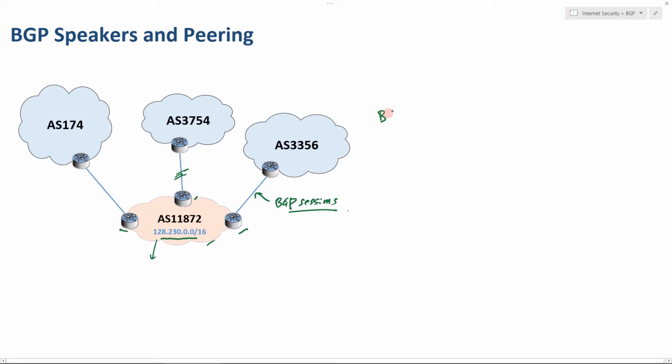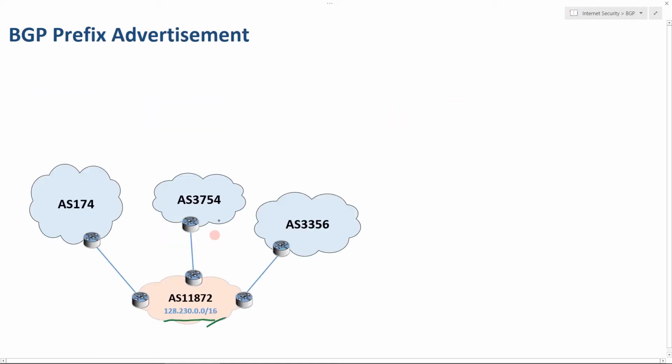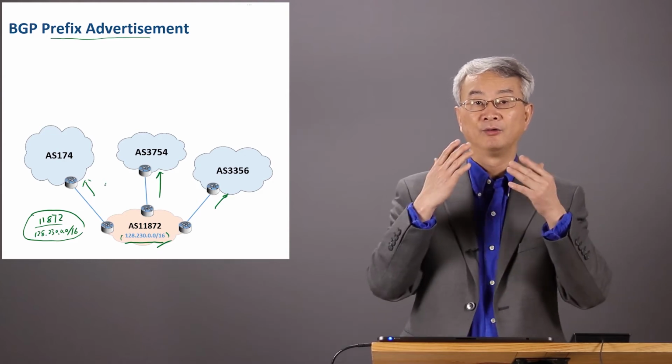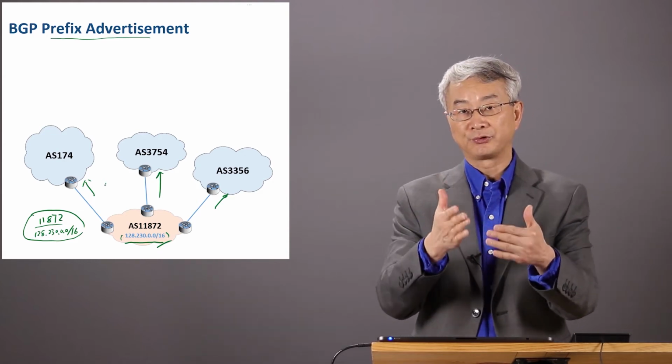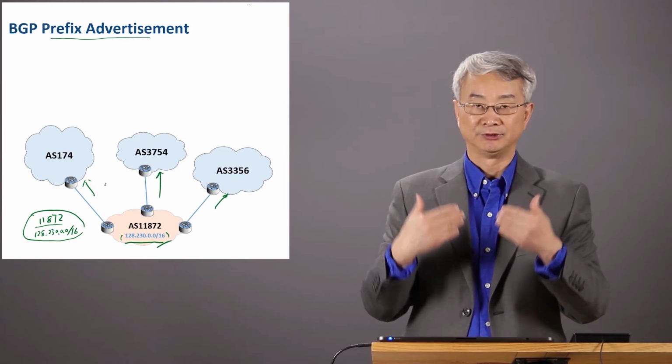That's called a BGP update. So I'm going to send this BGP update. This is called a prefix advertisement. I'm going to advertise my prefix, called a network prefix. I will tell them that I can reach the network 128.230.0.0/16 through 11872. I'm going to send this information to here, and the same information to them. This way, they know that they can reach the 128.230 network through 11872.